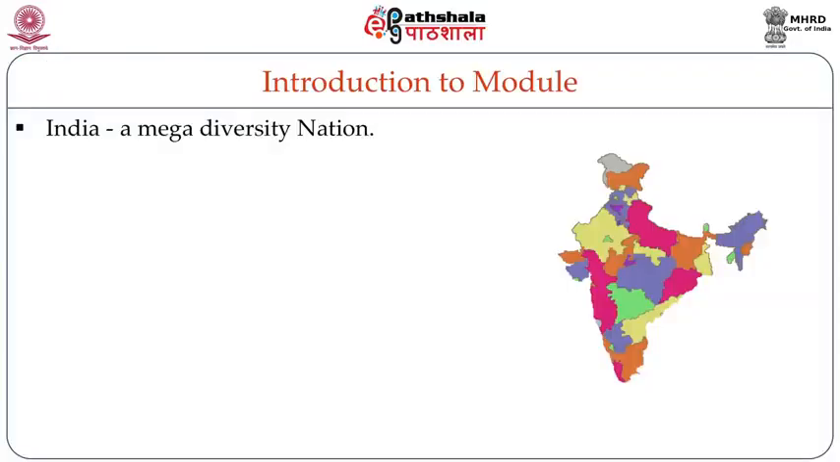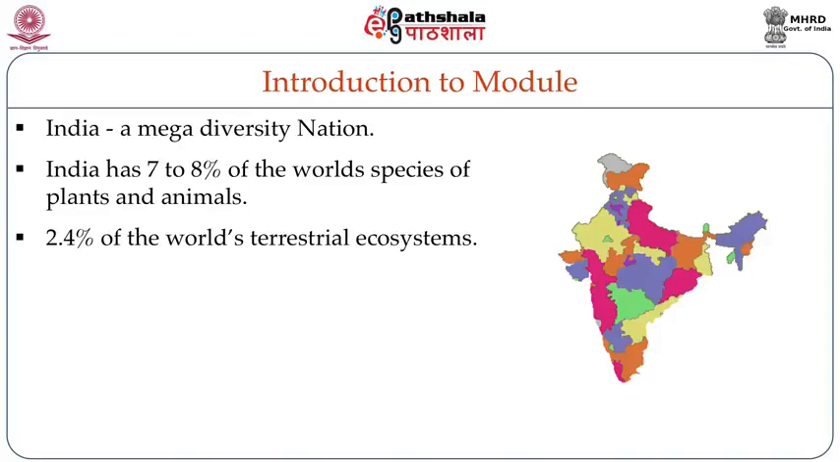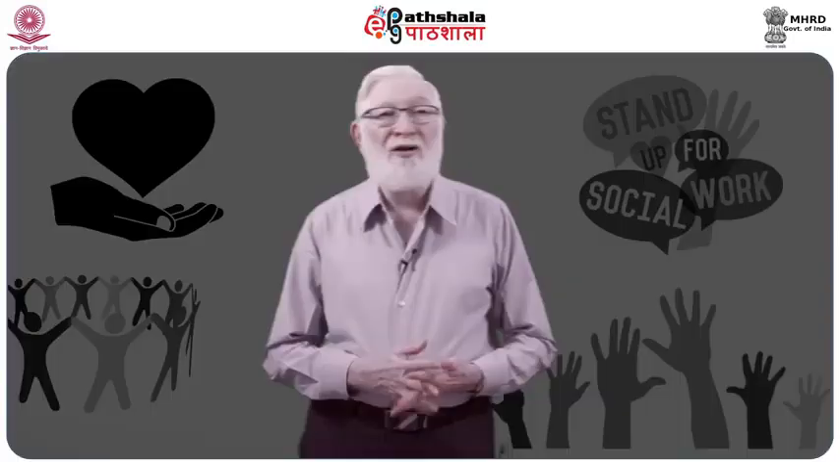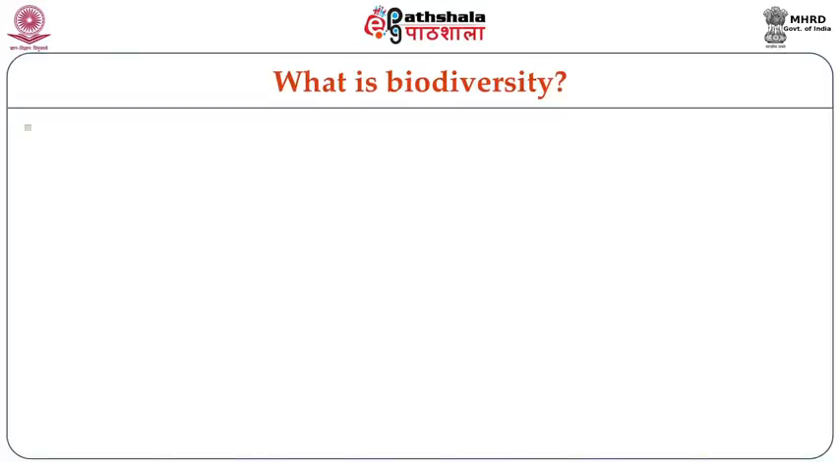India is a mega diversity country. And this is very fascinating because it is a very, very interesting country in terms of its biological diversity. India has 7 to 8% of the world's species of plants and animals in only 2.4% of the world's terrestrial ecosystems. India is therefore within the first 17 mega diverse countries in the world today. So the session is going to tell you what is biodiversity.